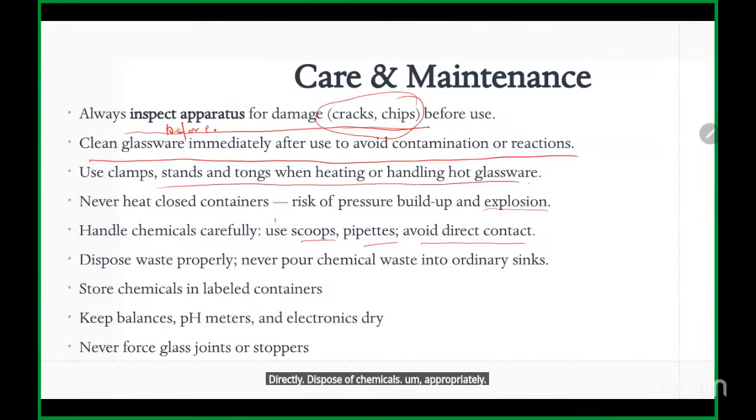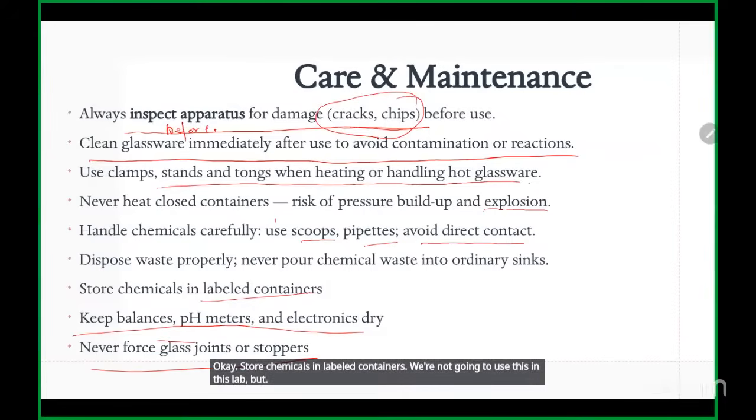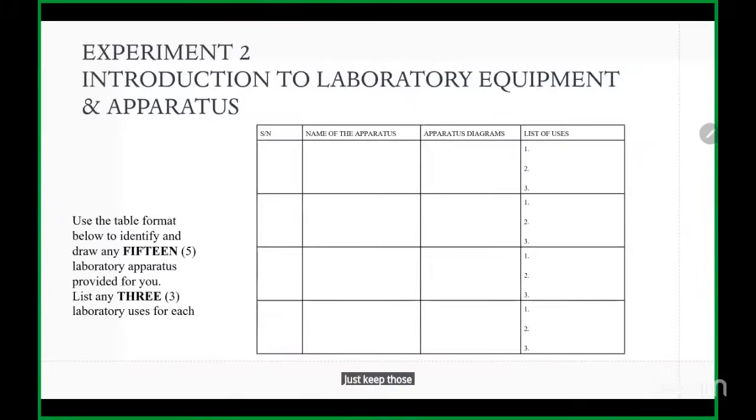Don't worry, if you have the other manual, you are not going to be told to buy another one. Okay. Store chemicals in labeled containers. We're not going to use this in this lab, but just keep them in the appropriate places.